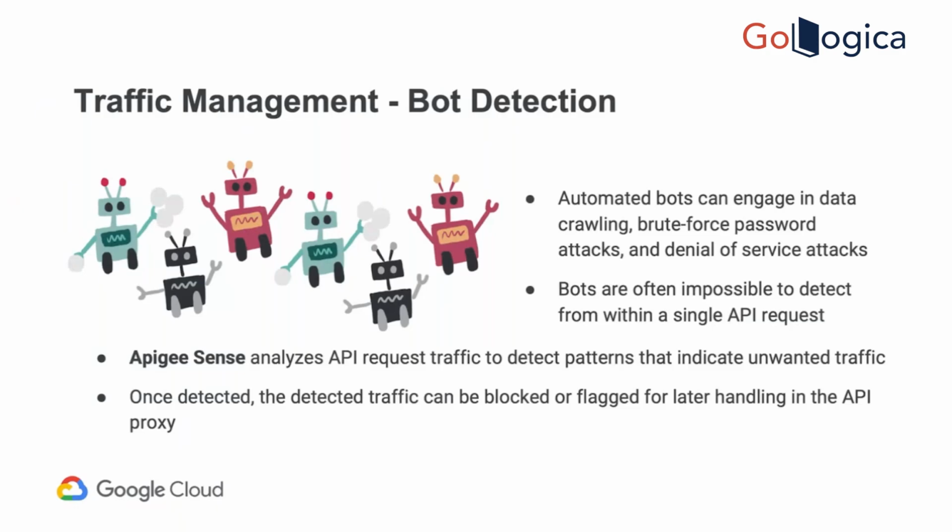So Apigee has a platform called Apigee Sense. You have to purchase a separate license for that. It is not part of Apigee Edge. Apigee Sense will analyze the API requests, detect the patterns, and flag the suspicious traffic. It will detect and report it. Then as an admin, you can block the traffic or you can flag it. So you can do those kinds of things to handle this.